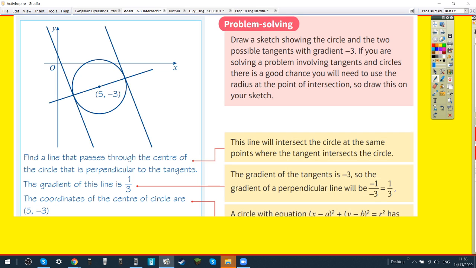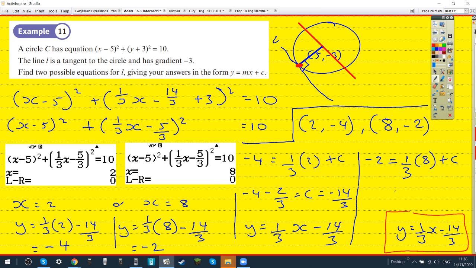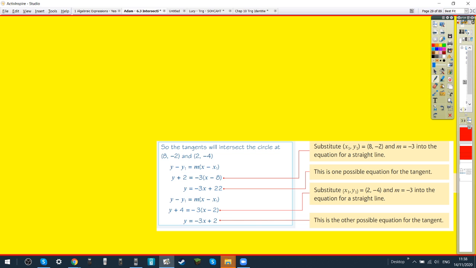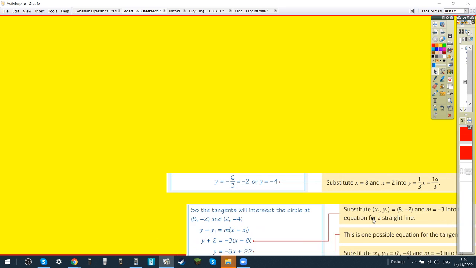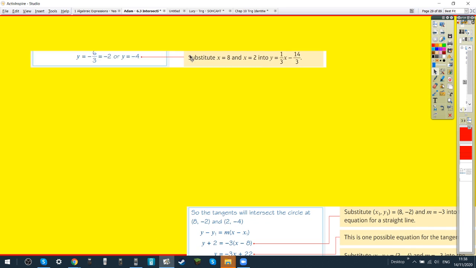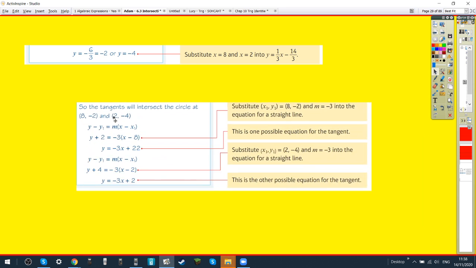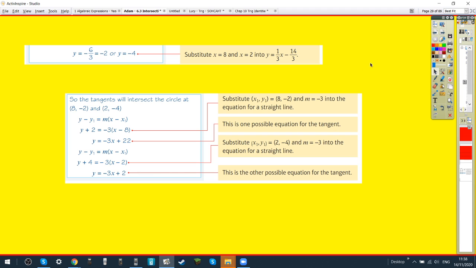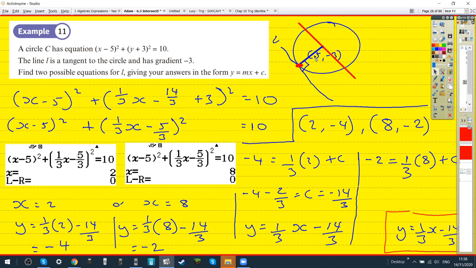Which gives you 8 over 3. So minus 2 equals 8 over 3 plus c. Okay. And then you minus 8 over 3 on both sides, which gives you c equals minus 14 over 3. What was c, sorry? Minus 14 over 3.